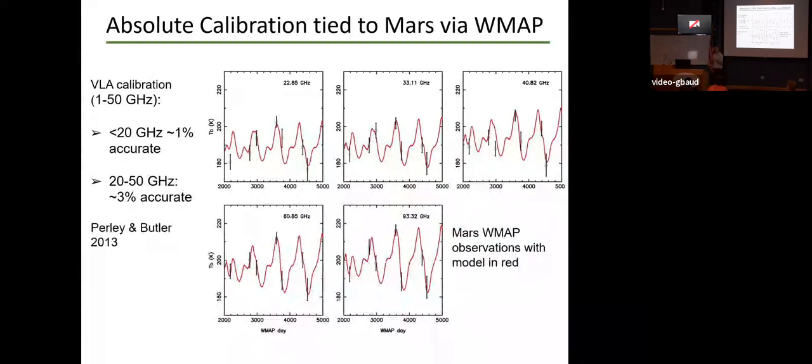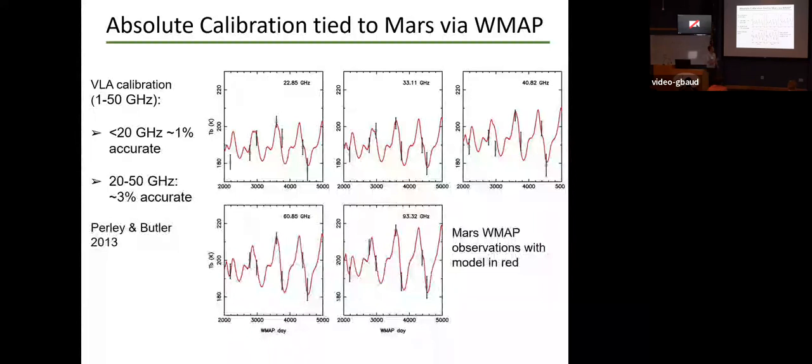Based on where the Earth is comparatively. So we can observe Mars and say, okay, we have models, we know very, very accurately what the brightness of this object should be. Let's look at it and bootstrap that calibration to what we know it should be, right? So we can get down to about 1% absolute calibration accuracy with Mars below 20 gigahertz, and a little bit worse, 3% or so above that, between about 20 and 50 gigahertz.